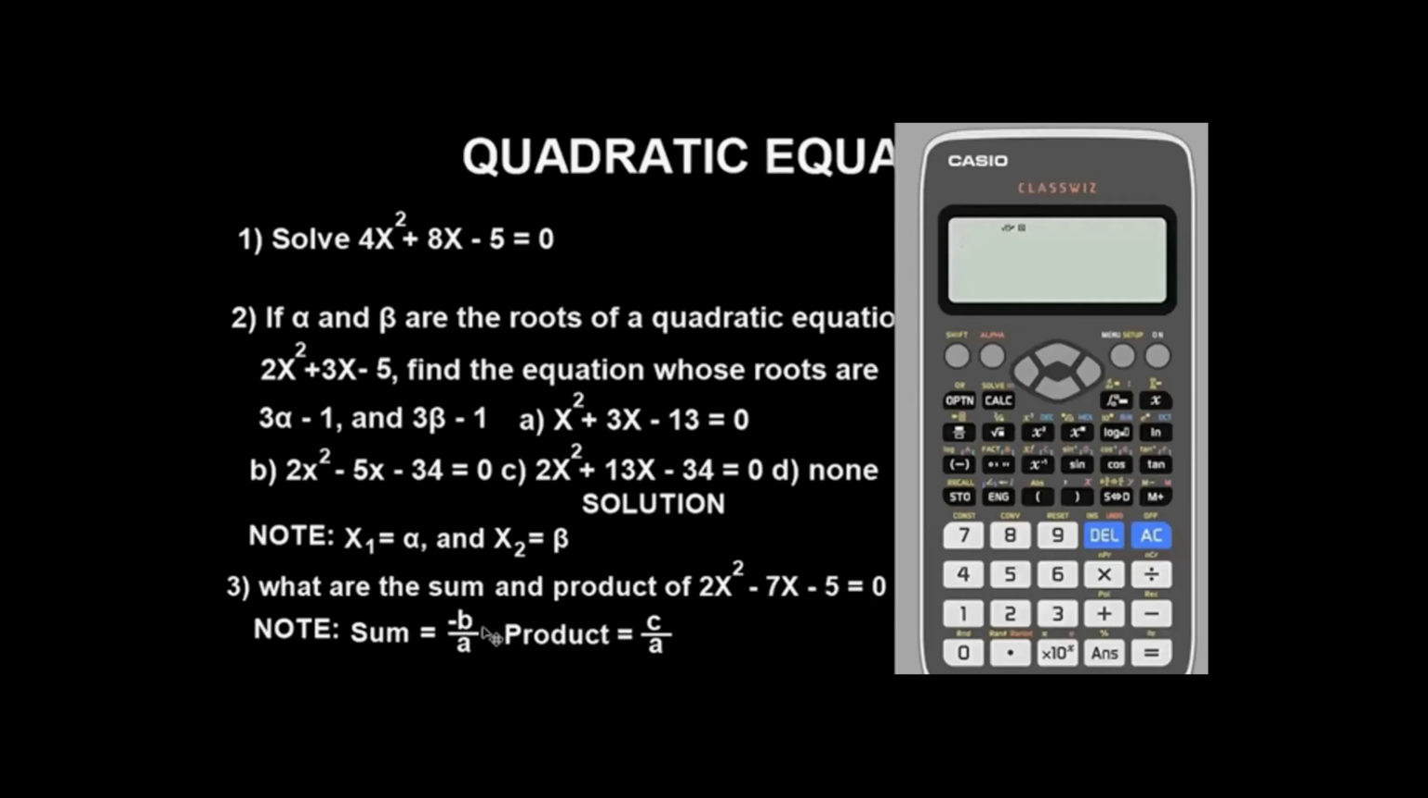So guys, to get the sum, it will now be minus b over a, and since our b is minus 7, the answer for the sum will be minus of minus 7 over 2, whereas the answer for the product will be minus 5 over 2. So guys, it's as simple as that. That's how you can solve problems involving quadratic equations, ranging from alpha and beta roots of quadratic equation and sum and product of quadratic equation.